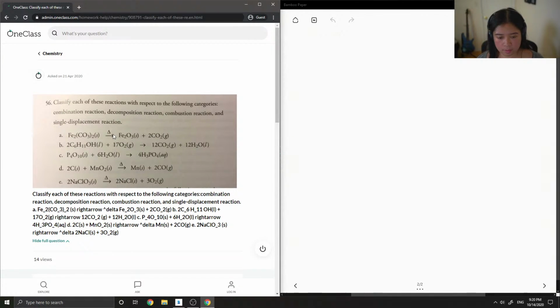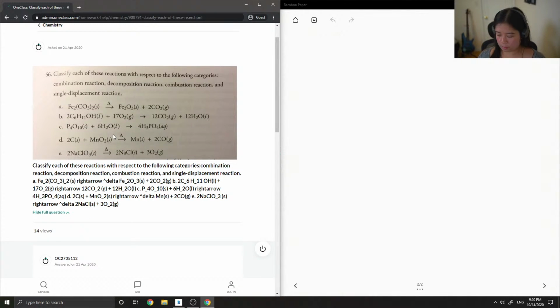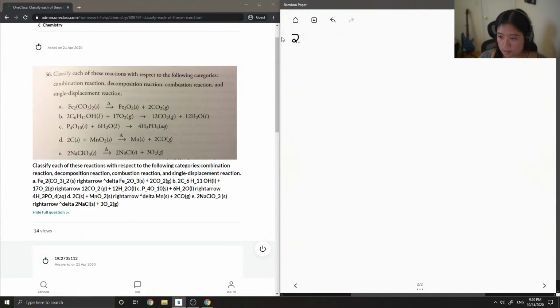Okay. This is question number 2. Classify each of these reactions with respect to the following categories: combination reaction, decomposition reaction, combustion reaction, and single displacement reaction. And then they just have a whole bunch of examples at the bottom. Okay, so let's tackle them one by one.